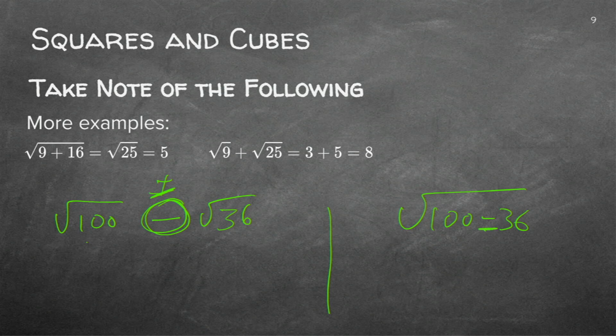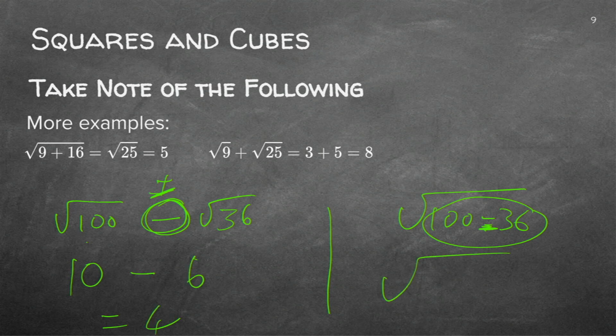But here you can see the minus is inside the square root sign. So this is one concept, one term. So you're going to find the answers separately here. This is, you have to subtract first because it's one term, one concept, which is going to give you 64. And the square root of 64 is 8.